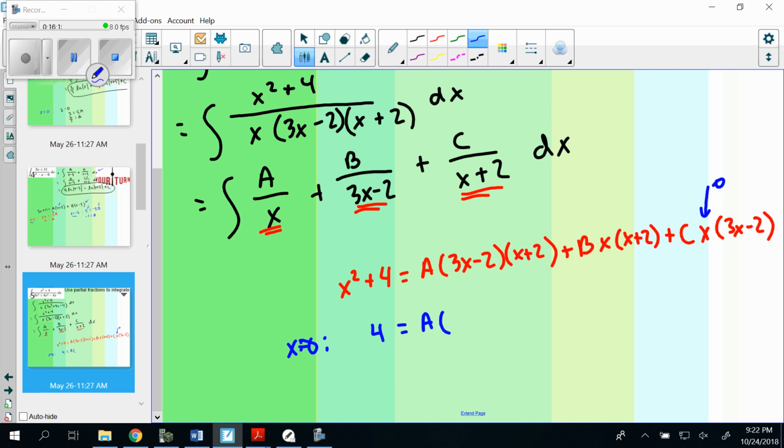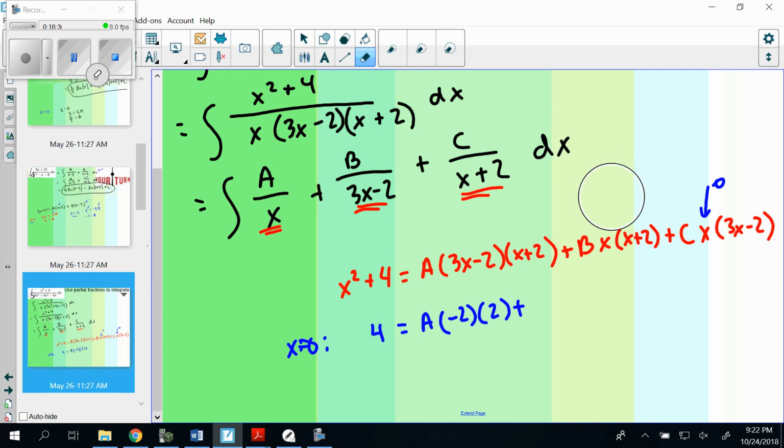Here, if we plug 0 in, that's going to be negative 2. This parentheses is going to be positive 2. Plus, if we plug 0 in here, this whole thing's just going to equal 0. And same thing with the last one. That would all just end up equaling 0 if one of the terms is 0. Okay, so now we can solve this out and see what we get.